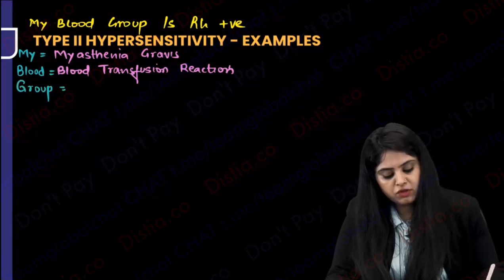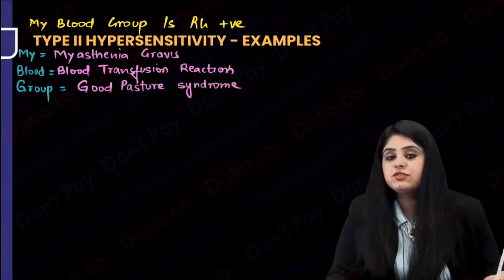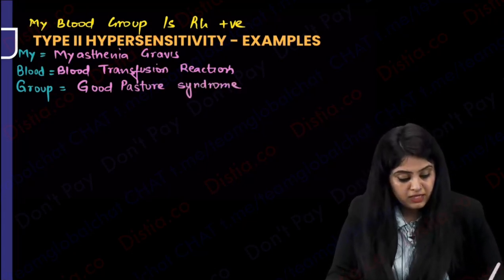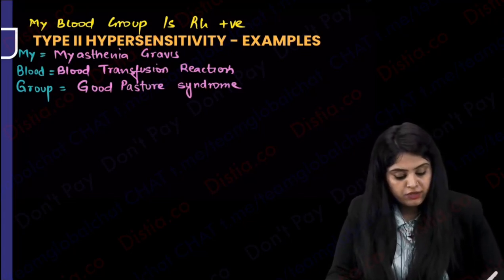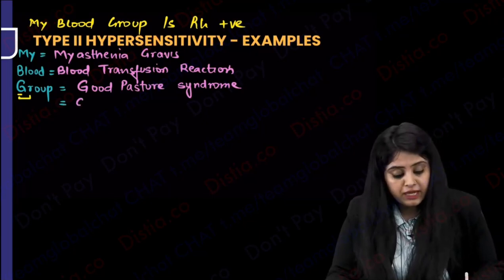G is for something known as Goodpasture syndrome. Where do you study Goodpasture syndrome? I will be teaching this to you in kidney and lungs, in both. Goodpasture syndrome, G for Goodpasture syndrome. But not only do I take the G over here, I also take GR together, because that is going to tell me a kind of thyroid disease with GR, and that is Graves' disease.